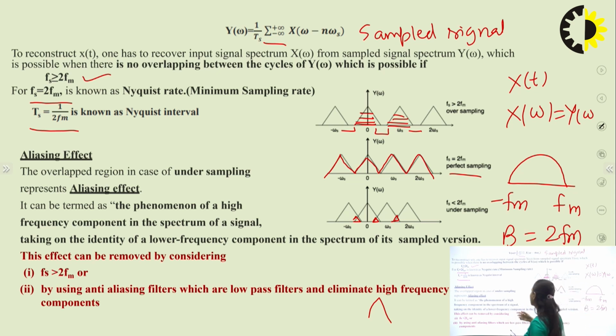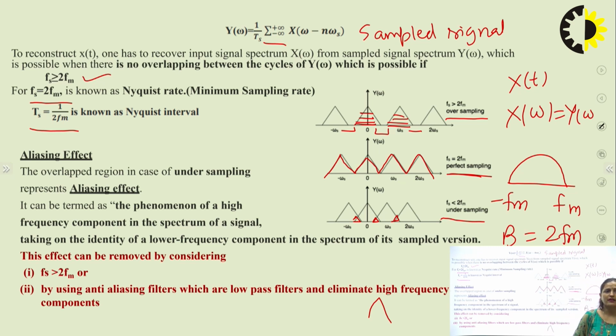Why is it called undersampling? This is the perfect sampling. When your Fs is greater than 2 Fm, it is called oversampling, and when your Fs is less than 2 Fm, then it is called undersampling. In case of undersampling only, the samples are overlapped.